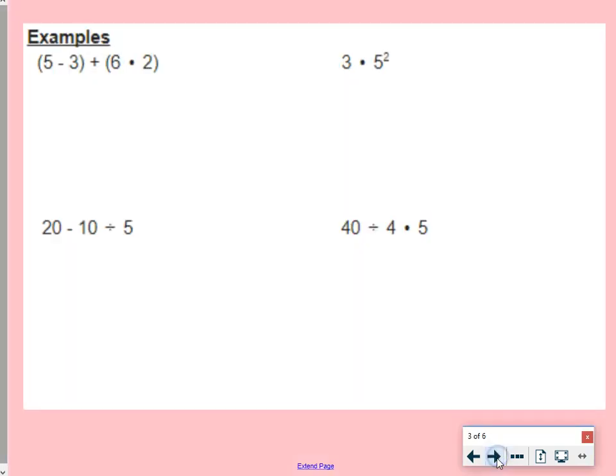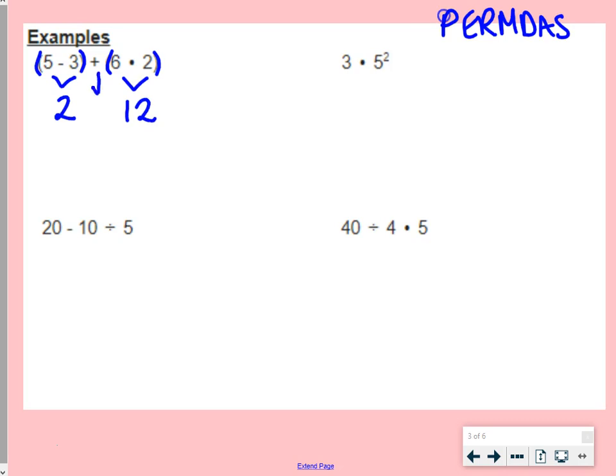All right, let's do some examples with that. I'm going to write PEMDAS up here so we remember. Examples. First example, we have two sets of parentheses, so we're going to do what's inside the parentheses first. 5 minus 3 is 2. 6 times 2 is 12. Bring down that plus sign. 2 plus 12 equals 14.